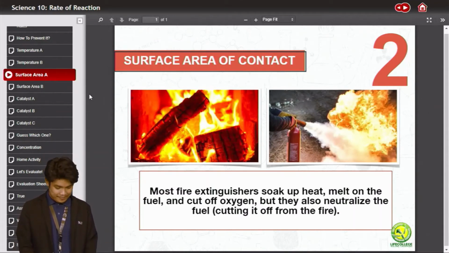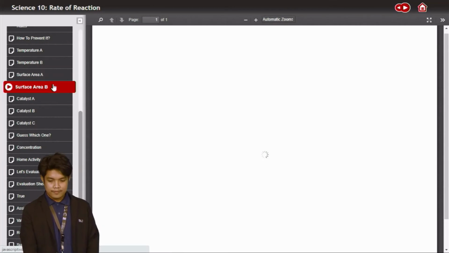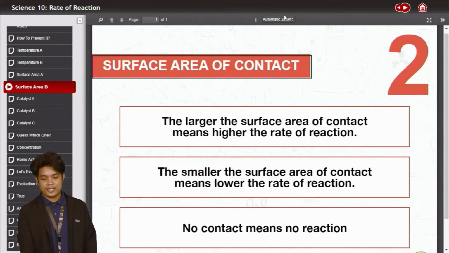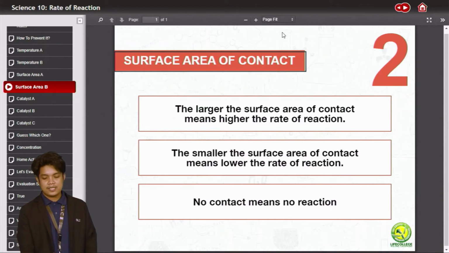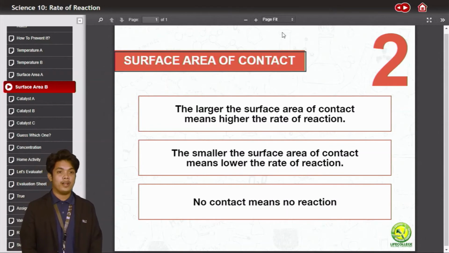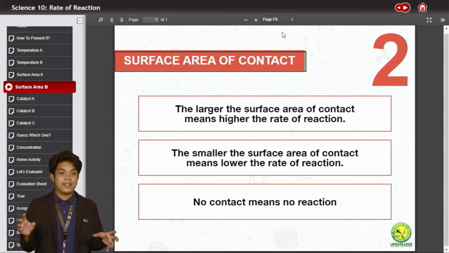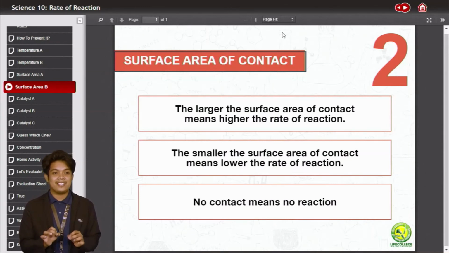Thus, we can say that the larger the surface area of contact, the higher the rate of reaction, whereas the smaller the surface area of contact, the lower the rate of reaction. And if there is no contact between the reactants, therefore, there is no reaction.